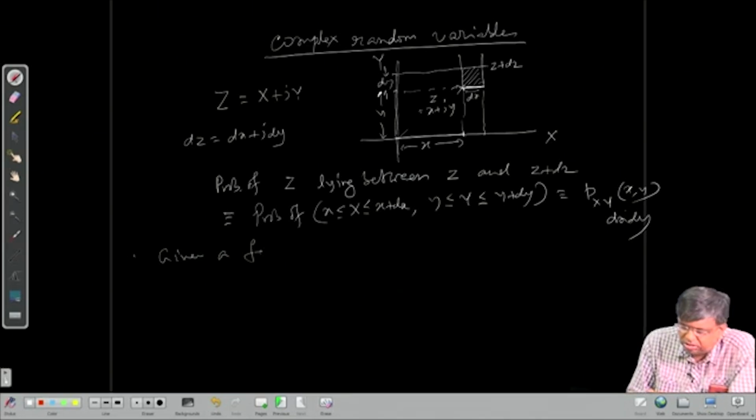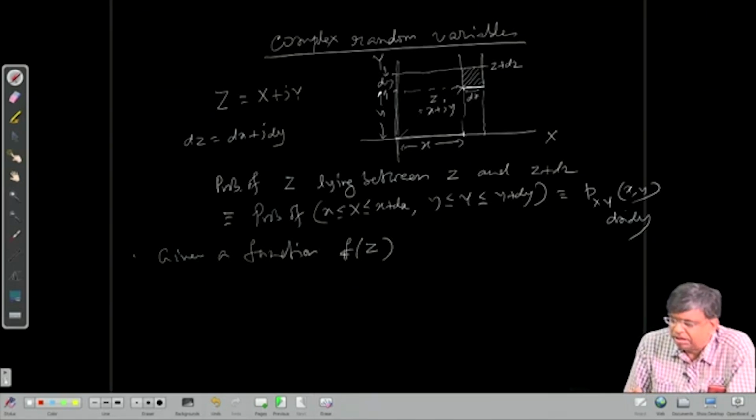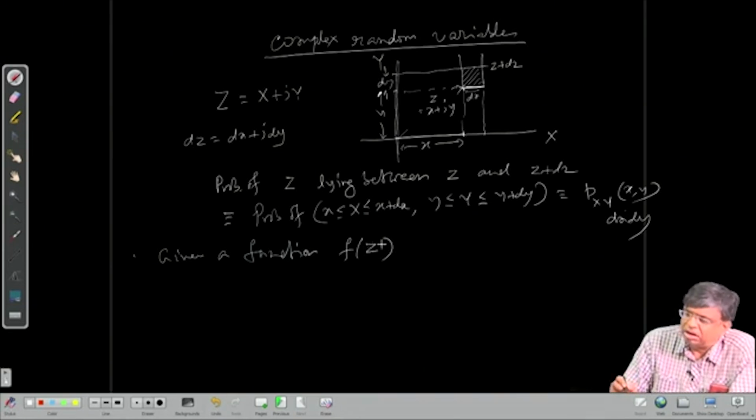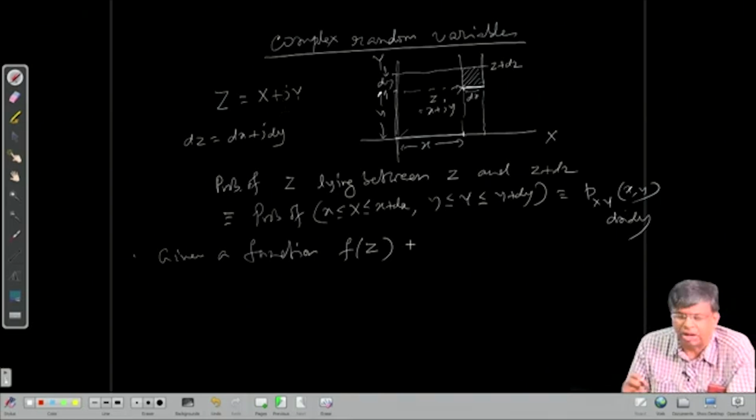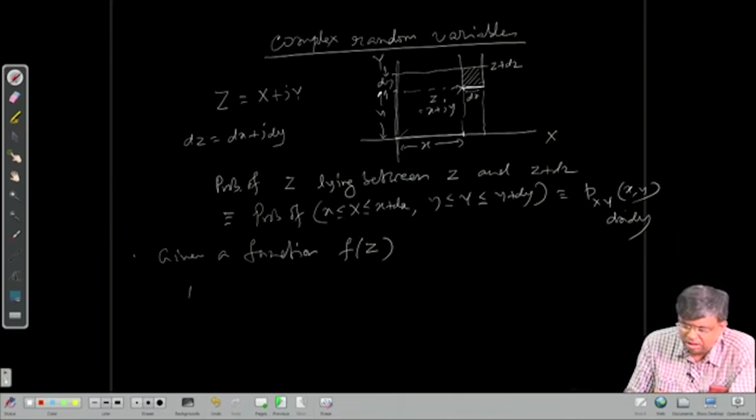Now, given a function which could be complex or real, f of z, it takes z and can give you a real number or it can give you a complex number, it doesn't matter. Every time you find a z, there is some x and y, you put that value x plus jy here and get a value. Since that is random, this function also takes values randomly. So what is the expectation? E_Z of f(z).